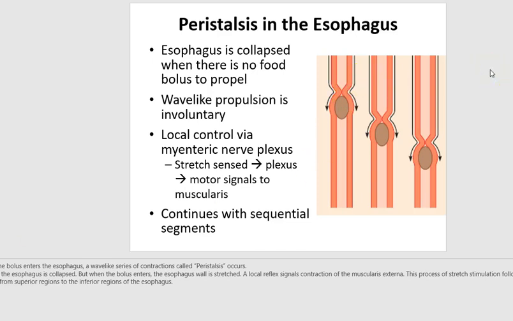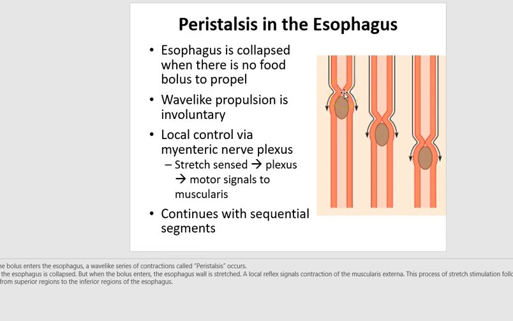Then peristalsis occurs. This is a wave-like series of contractions in the esophagus. Initially, when the food bolus enters the esophagus, although not shown in this picture very well, the esophagus is collapsed. I think you might remember this from the cat. There's no cartilage rings, so it's collapsed. The stretch, though, from the food bolus entering stimulates the muscle to contract right superior to the food bolus.